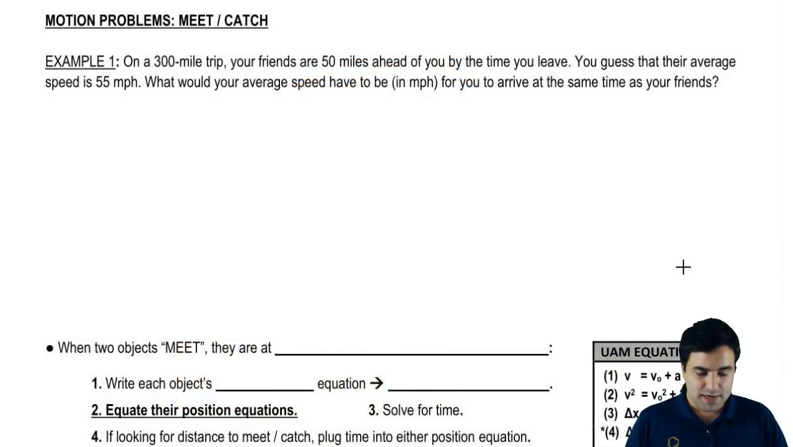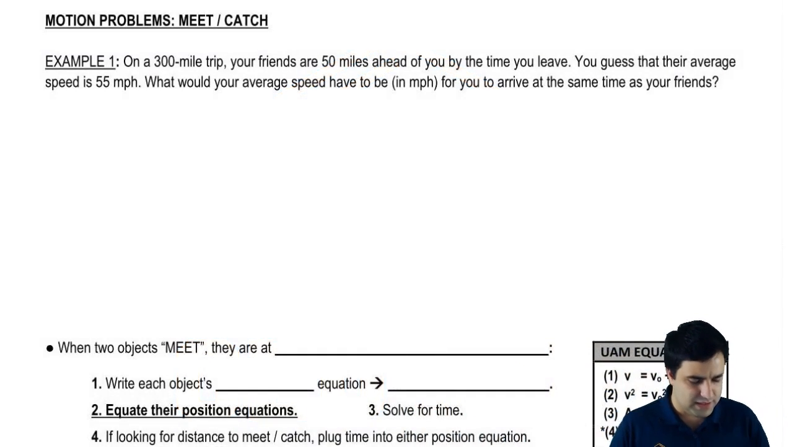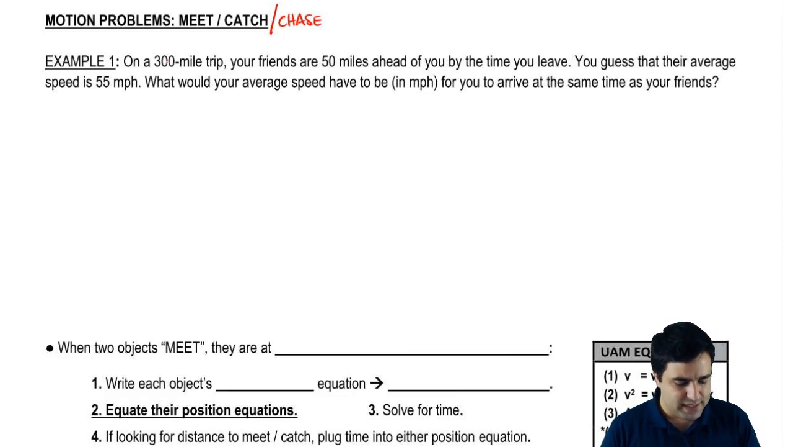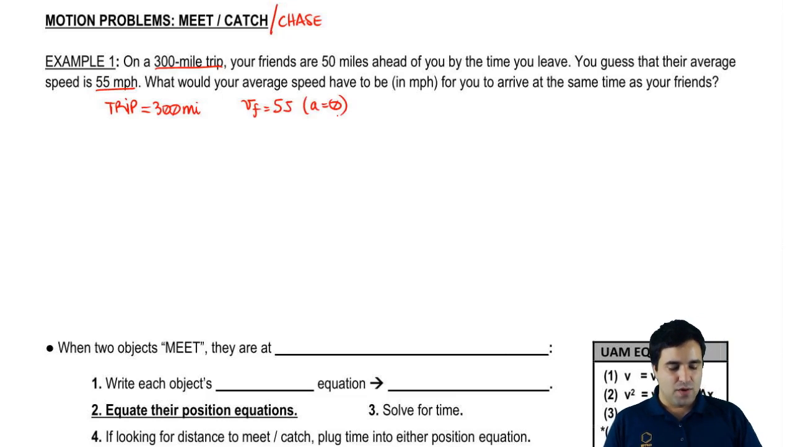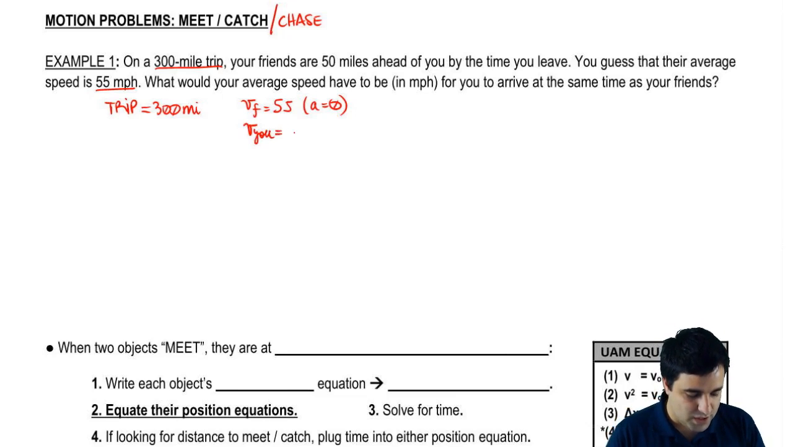So let's get started. Meet-catch, sometimes I might refer to these as chase problems. One animal's chasing the other, but one catches the other, right? So, a very quick example here, a 300-mile trip. Your trip has a length of 300 miles and your friends are ahead of you by 50 miles. You guessed that their speed is 55, so the velocity of your friends is 55. It's average, so their acceleration is 0. And we want to know how fast you have to go so that you catch up to them. What is the average velocity that you have to have so that you catch up to them?